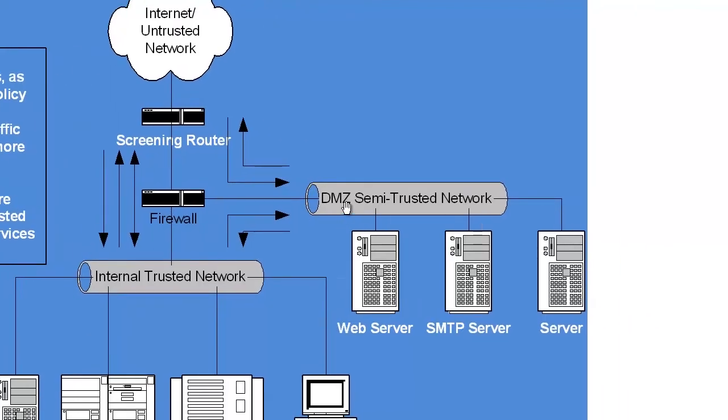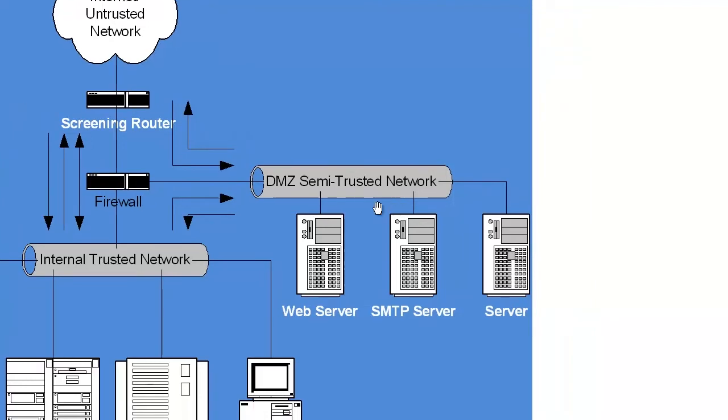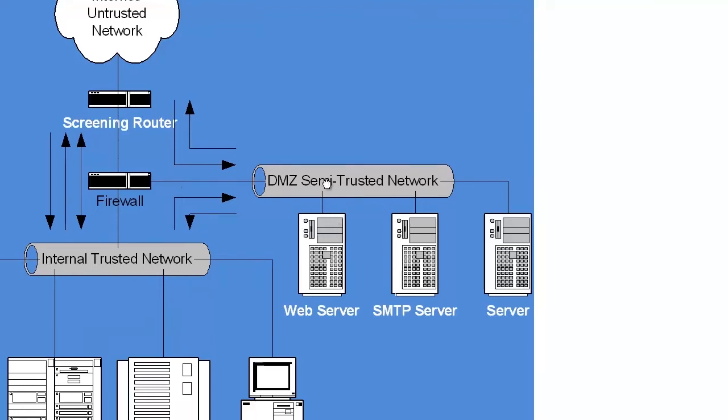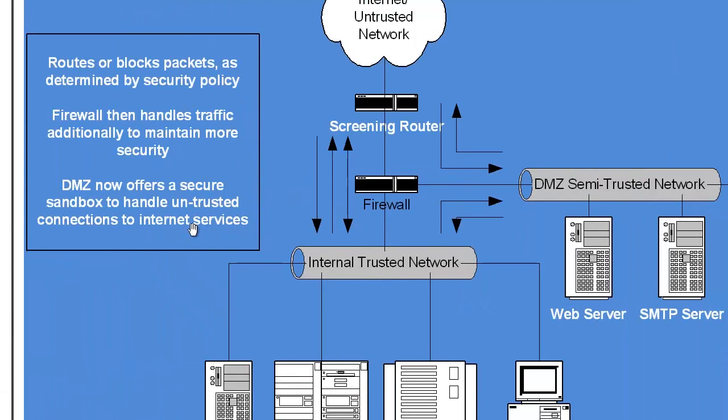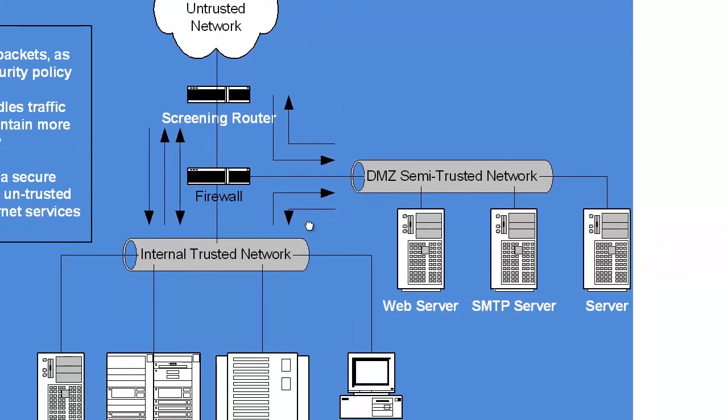In addition to that, we have a DMZ, that is a demilitarized semi trusted network. So, this separates the internal user and the external user into a secure zone. As we can see, some applications related with your web server, SMTP server and general internal servers are going to be separated from your end user through the DMZ semi trusted network. So, here it is offering a secure sandbox to handle untrusted connections to the internet services.